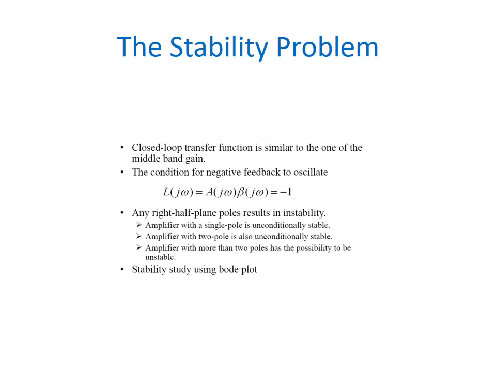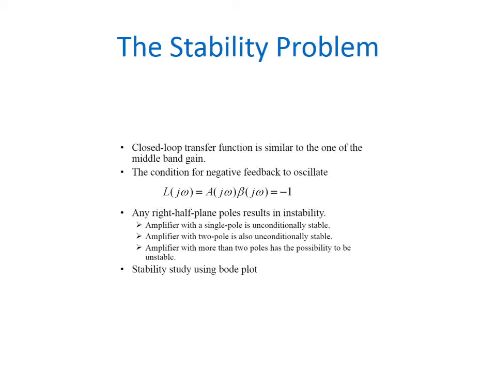So next, the stability problem. Here the closed loop transfer function is similar to the one of the midband gain. The condition for the negative feedback to oscillate is L of j omega equal to A of j omega into beta of j omega equal to -1. Any right half plane poles result in instability. An amplifier with a single pole is unconditionally stable. An amplifier with two poles is also unconditionally stable. An amplifier with more than two poles has the possibility to be unstable.